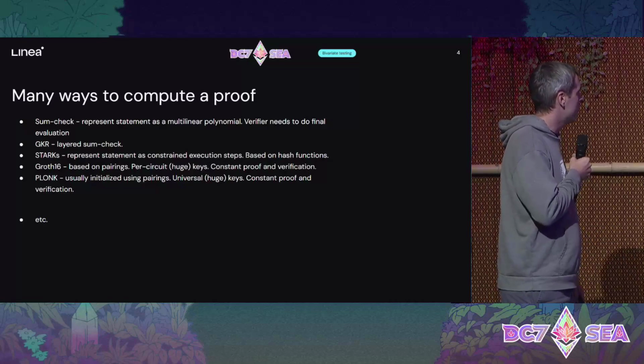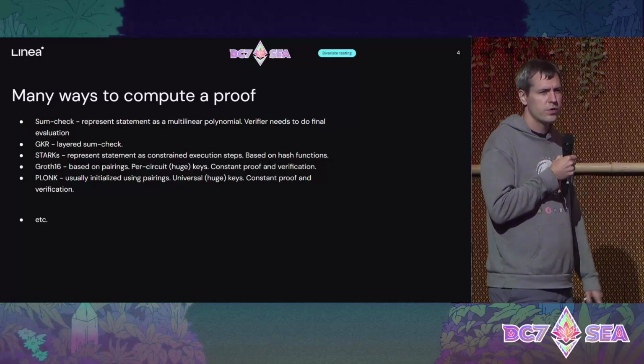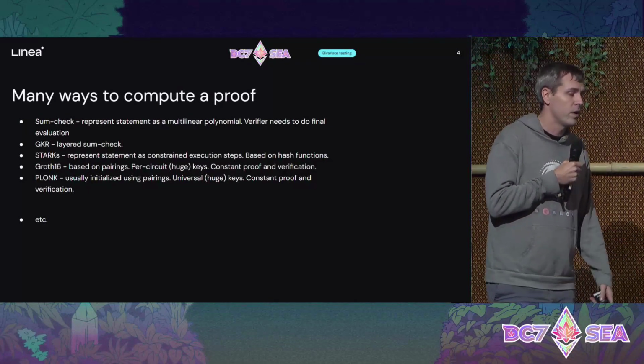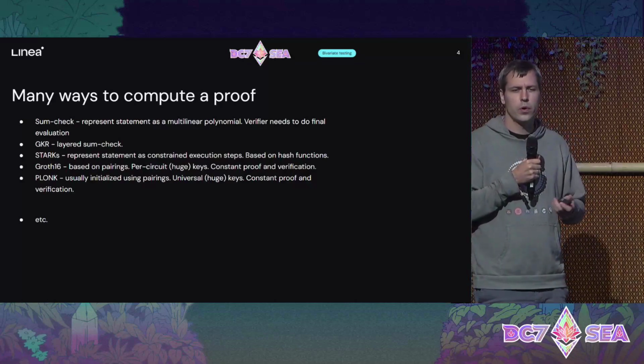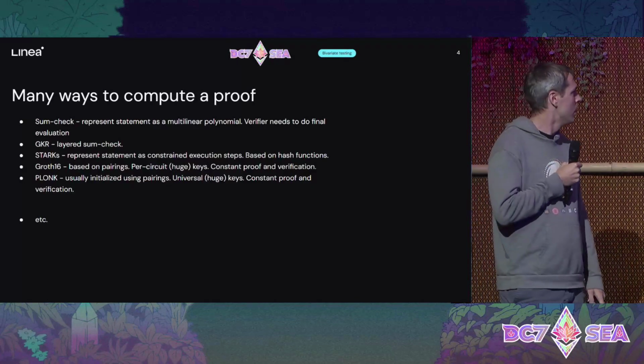Then we have GKR, which is very similar to sumcheck. It's just layered, a bit more structured. We have STARKs, which are based on hash functions. So we can have some kind of polynomial constraints between different steps and different columns.